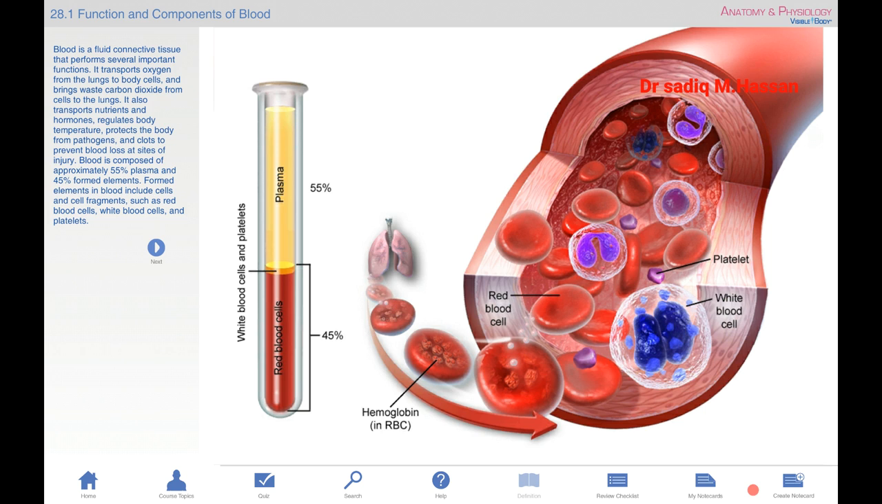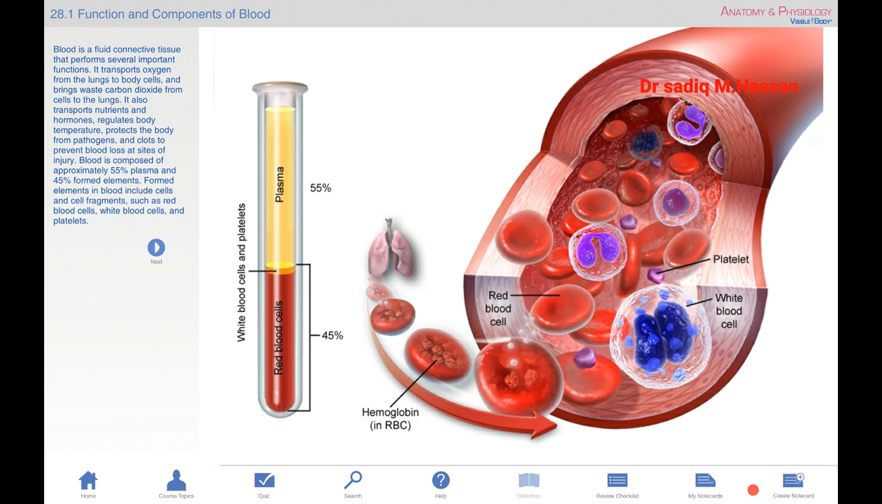Where is the erythrocyte produced? The production of erythrocytes is in the bone marrow, and the process is called erythropoiesis. All right. So the rate of erythropoiesis is controlled mainly in the negative feedback system involving the glycoprotein hormone erythropoietin.